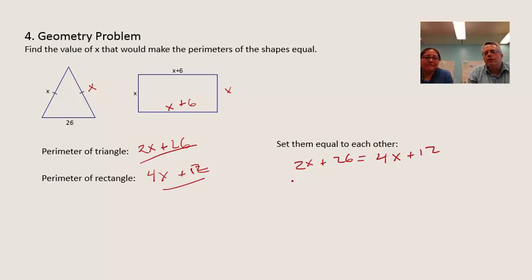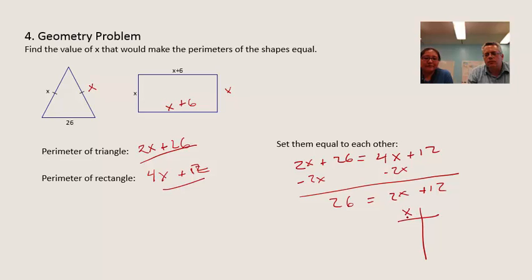We're going to subtract 2x from both sides. Over here we get 26, and this is 2x plus 12. And I'm going to backtrack. Equals 26. So 26 minus 12 divided by 2. 26 minus 12 is 14, divided by 2. 7. Seven is the number that makes the perimeters equal.